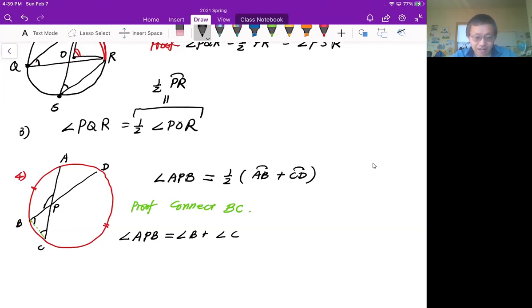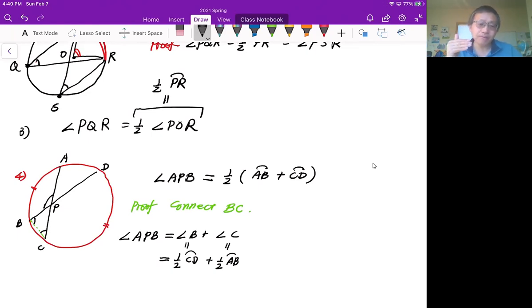Okay. And now, what is the angle B? Angle B is just an inscribed angle on the arc of CD. So that's 1/2 of CD. What is the other one? The other one is 1/2 of, what's the angle of C? Angle C is the inscribed angle of the arc of AB. Can you see that? So that is 1/2 of the arc of AB. That's the theorem. And then we are done, right? We just move the 1/2 outside. It's so simple, but this is very, very useful.